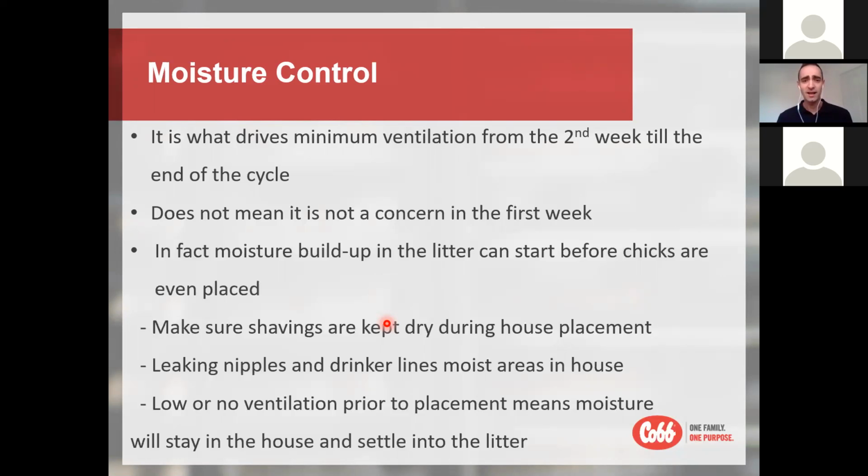Low or no ventilation prior to placement means that moisture can still build up in your house and settle into that litter. So we recommend starting your minimum ventilation even before the chicks arrive, so that they can be placed in a nice, fresh, oxygen-enriched environment, and you can remove any moisture that might still be left in the houses, potentially from cleaning the houses, or if you've got a short turnaround and haven't dried the houses enough. You just try and get as much of that moisture out before the chicks are placed.